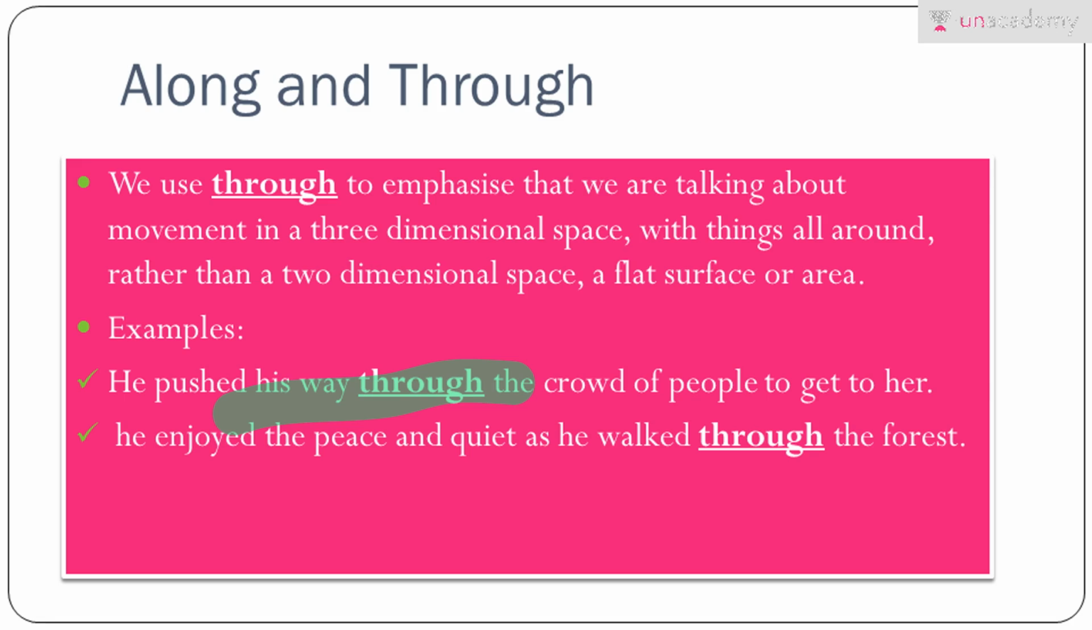Next example: he enjoyed the peace and quiet as he walked through the forest. Again this 3rd dimension comes in as soon as we say the word forest, because in a forest there obviously will be trees. So another element that adds the 3-dimensionality is the trees. That is why we use through here and not along.